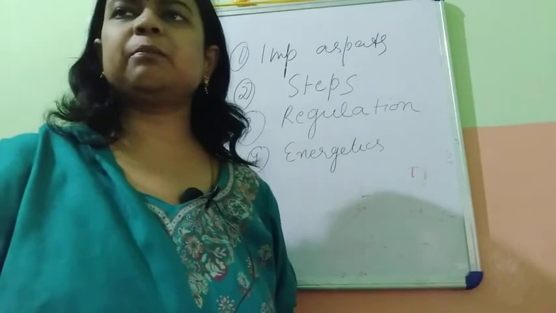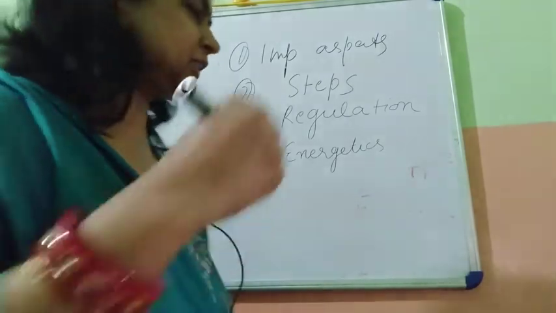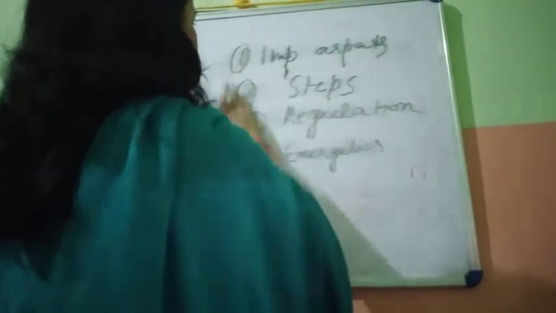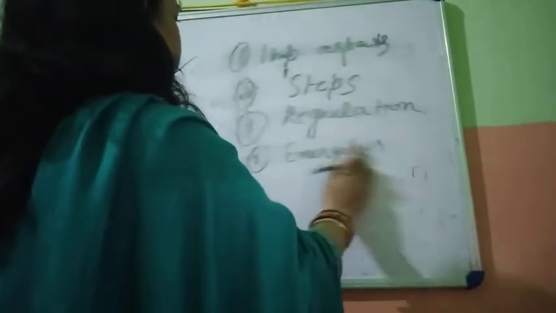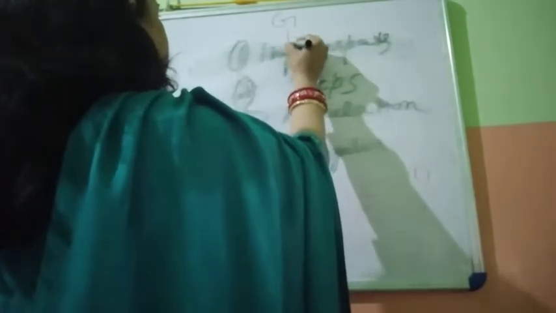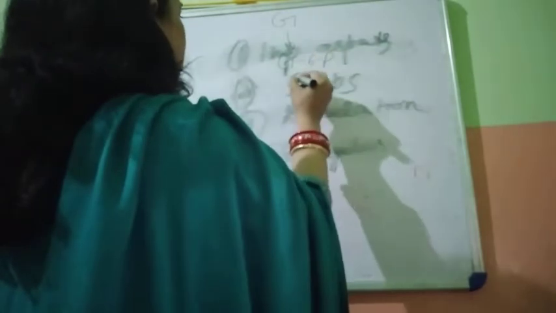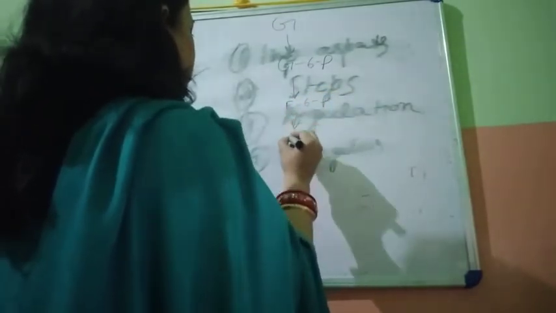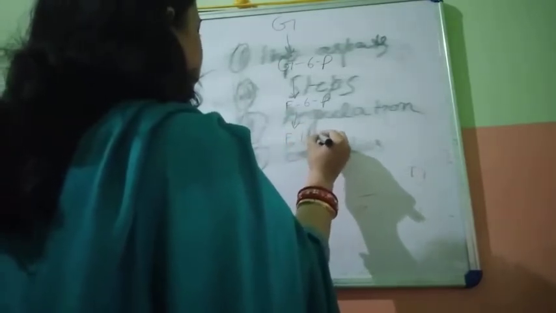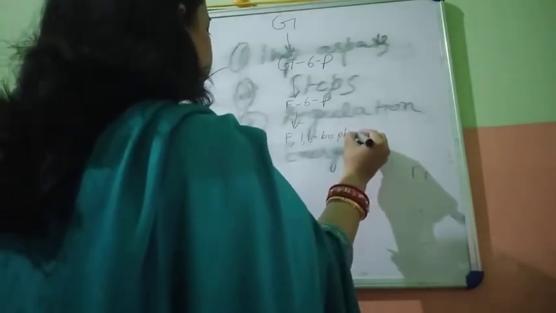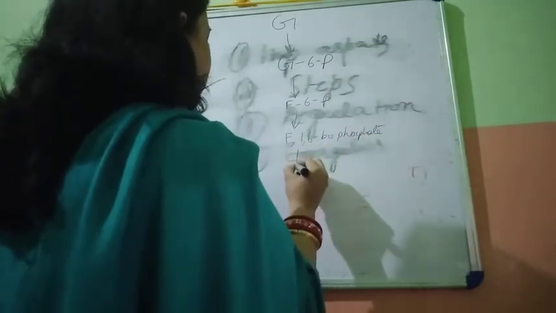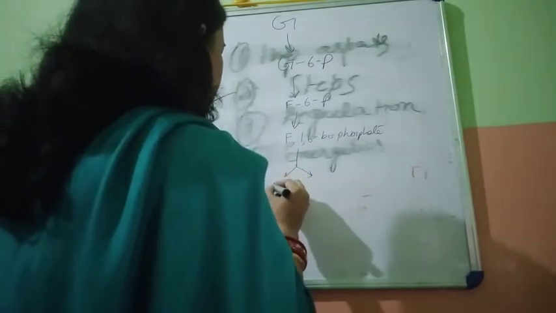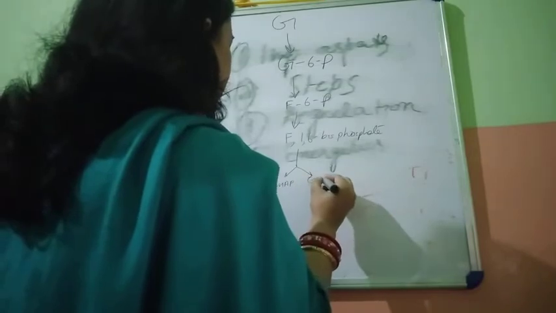Glycolysis is also known as Embden-Meyerhof-Parnas pathway. Now coming to the steps. Glucose is converted to glucose 6-phosphate. Glucose 6-phosphate is converted to fructose 6-phosphate. Fructose 6-phosphate is converted to fructose 1,6-bisphosphate. Now this is cleaved into two 3-carbon compounds, dihydroxyacetone phosphate and glyceraldehyde 3-phosphate.